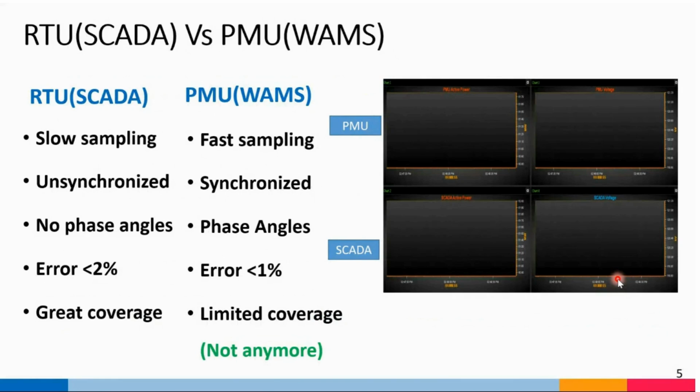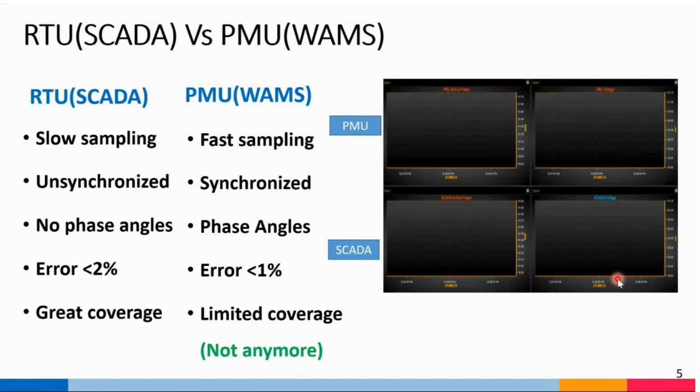What is the difference between the conventional SCADA system, which is the eye of any system operator or grid operator, how he looks at the grid, and on the other side the PMU based wide area monitoring system? The conventional monitoring system is based on remote terminal units, basically the SCADA system that we call.